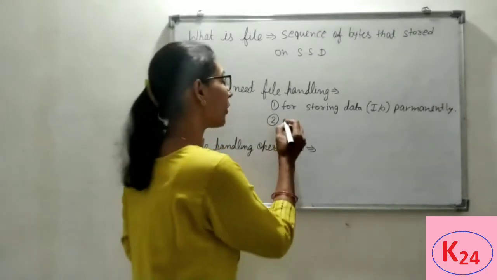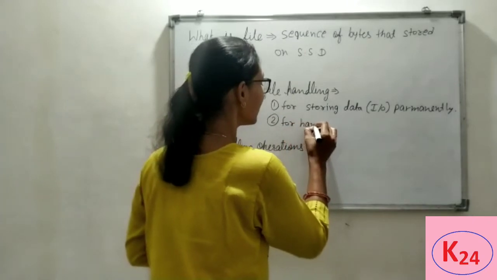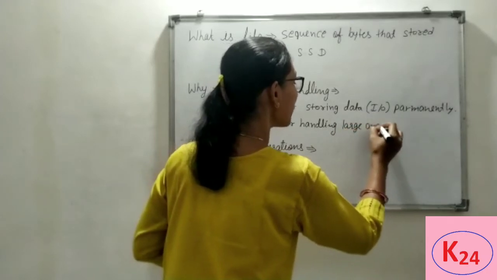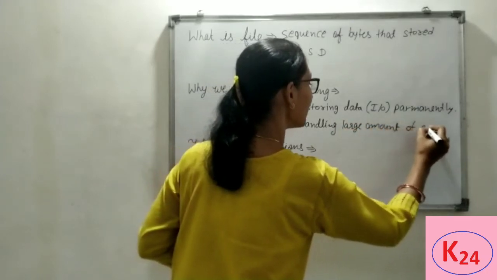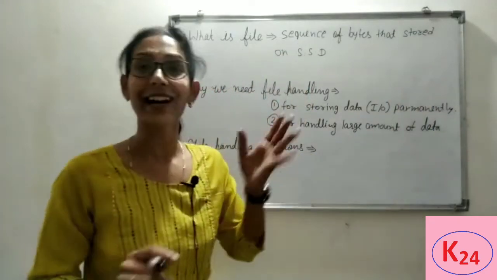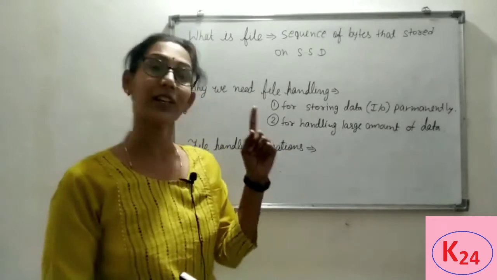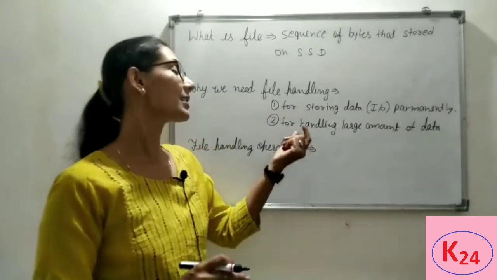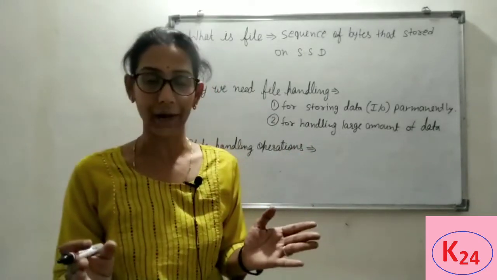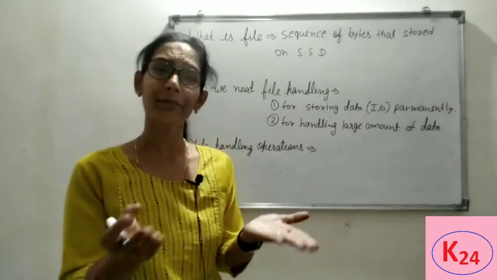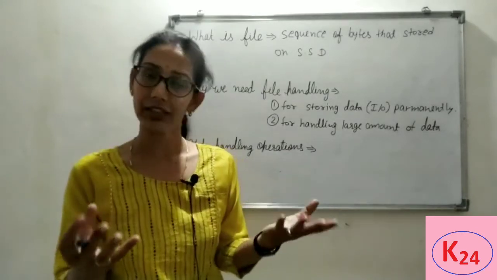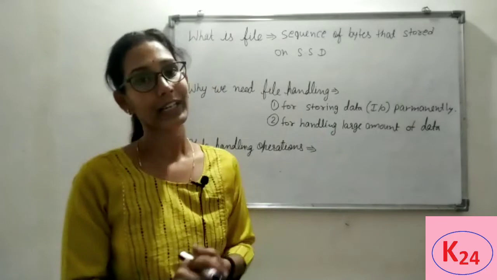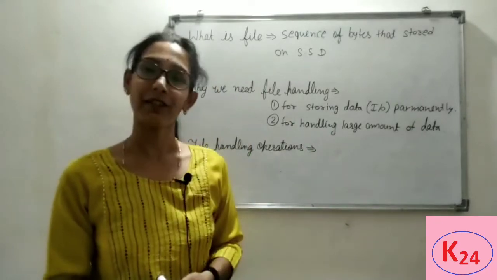So the second reason is for handling large amount of data. It means these are the two reasons why we need file handling. The first one is for storing data permanently on the hard disk or secondary storage devices. Then second reason is for storing large amount of data, we have to use file handling. For simple program we can use a small amount of data, but when we use large amount of data, then file handling is very helpful. So these are the reasons why we need file handling.